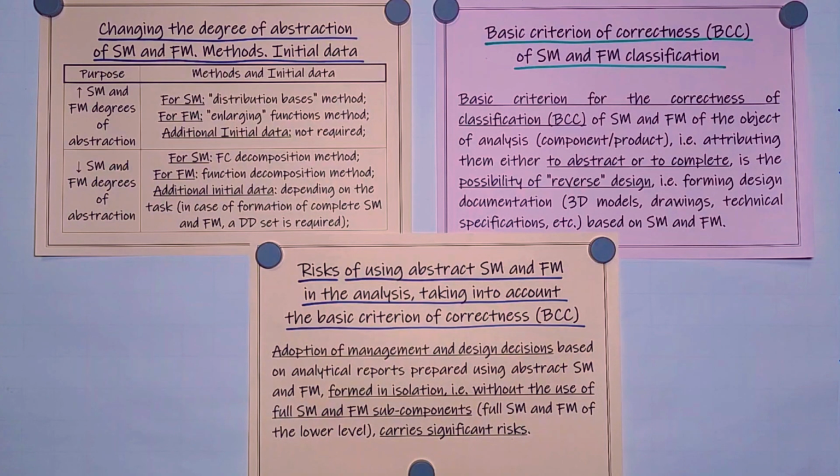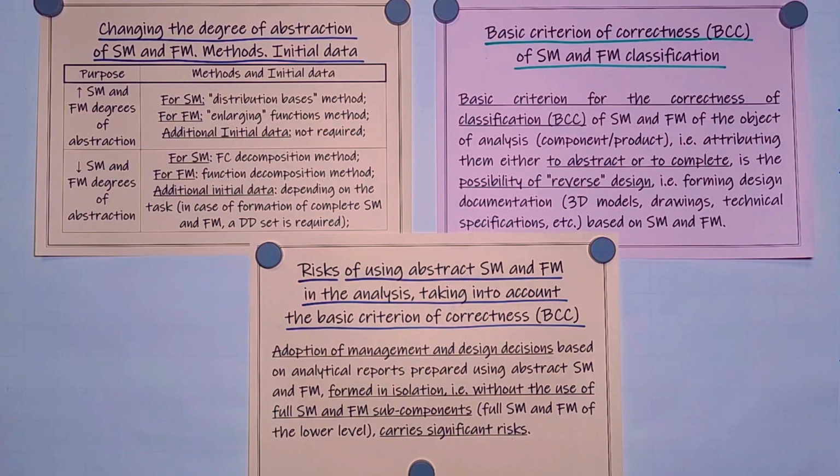Further, when moving to a full or complete structural and functional model, as a rule, there is a need for decomposition of carriers of functions in the structural model by the methods of conditional volumetric carriers of functions, CVCF, that we described above in issue number 7. If the task is to reduce the degree of abstraction but not to the level of a complete structural and functional model, then the amount of source or initial data may vary, i.e. a complete set of design documentation in many cases will be superfluous.